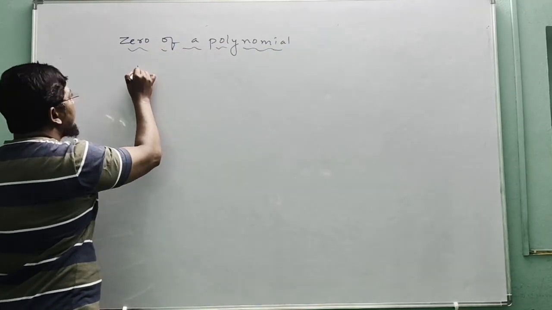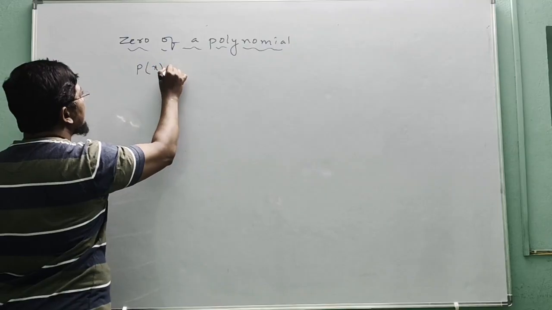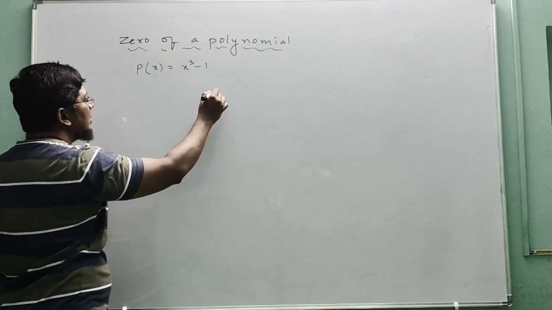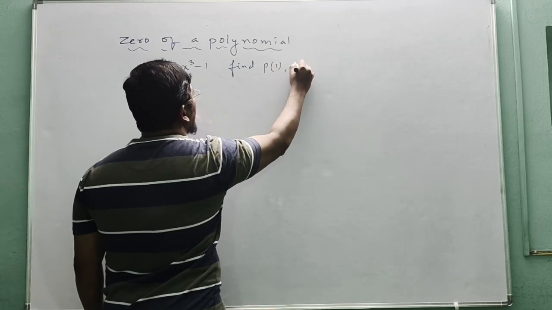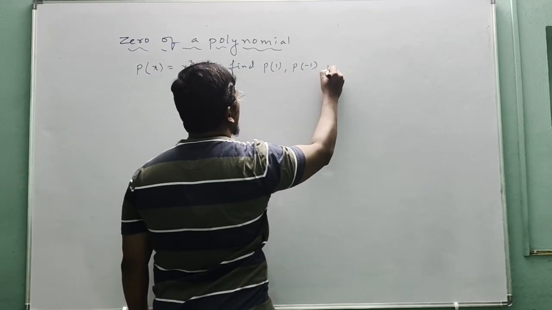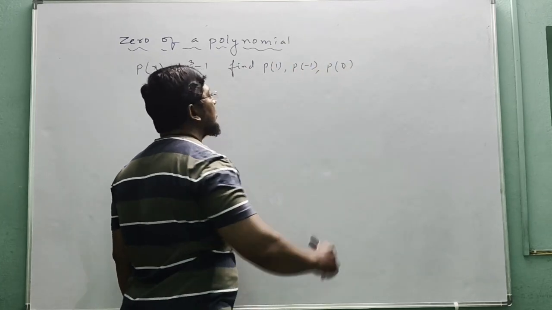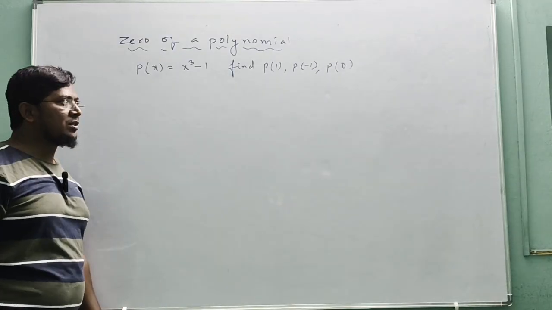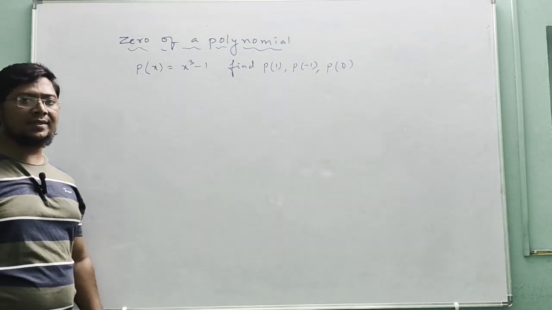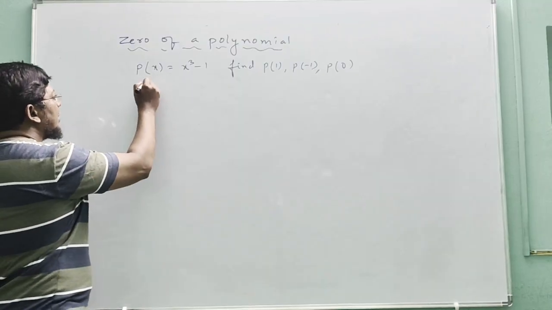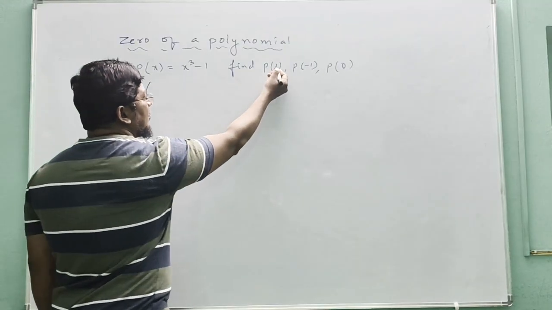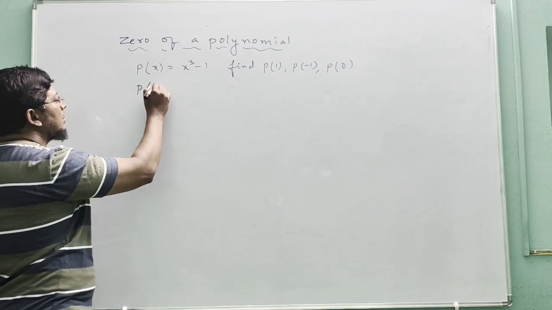Suppose students, we have p of x is equal to x cube minus 1. Find p of 1, p of minus 1, p of 0. So among these values, which one will be a zero of the polynomial? We have to check. In place of x, the first value we have to take is 1.